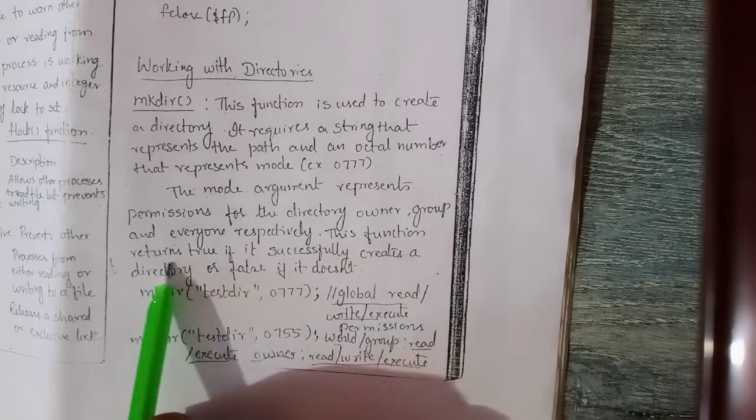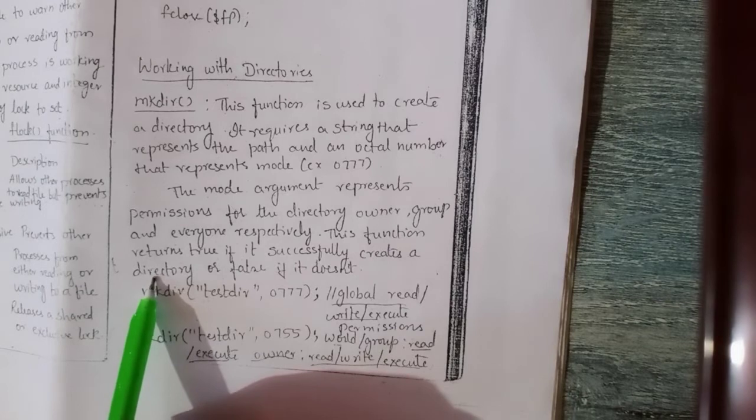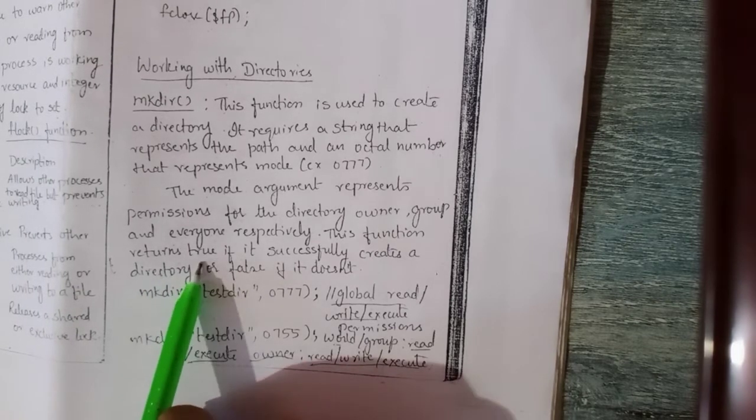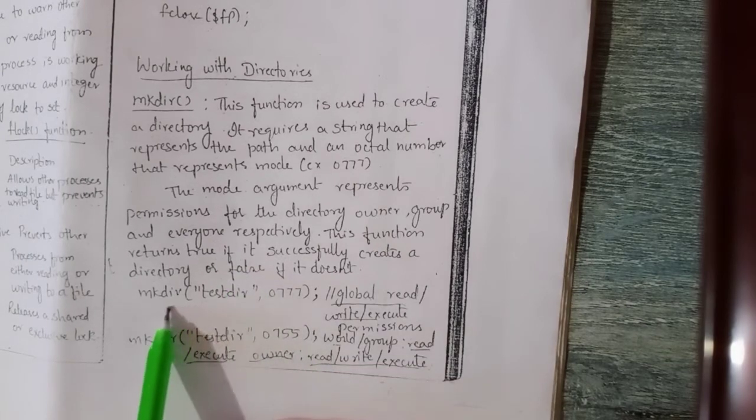Then this function returns true if it successfully creates a directory. If the directory is created successfully, then it returns true, otherwise it returns false. And this is the example for make directory.